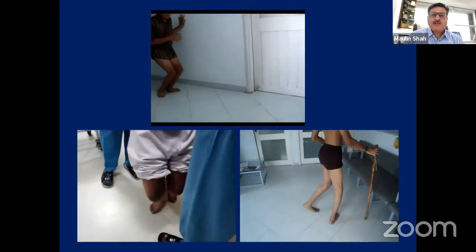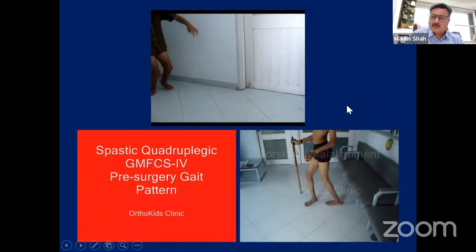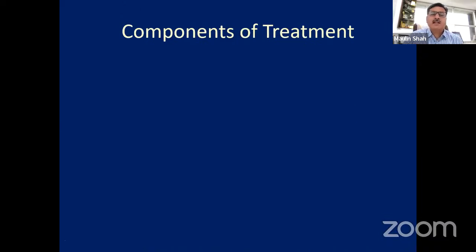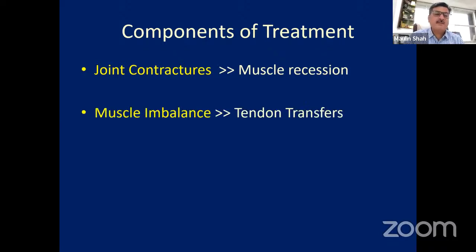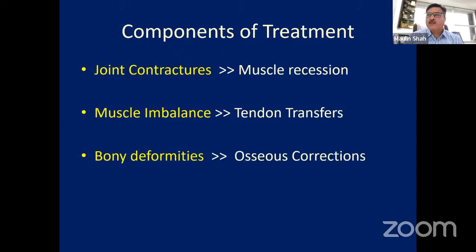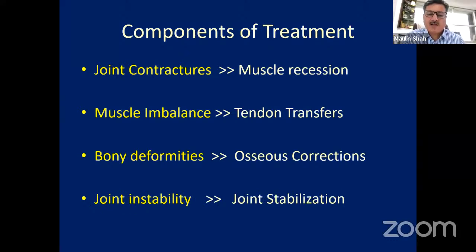So our management of these growth abnormalities and gait anomalies had multiple components of treatment. For joint contractures, we have to do muscle recession or lengthening without weakening them. For muscle imbalance, tendon transfers are done. For bony deformities like knee flexion deformity, we do osseous corrections like extension osteotomies. For joint instability, we have to do joint stabilization. For instance, for hip dislocations, we have to consider hip relocation surgeries.